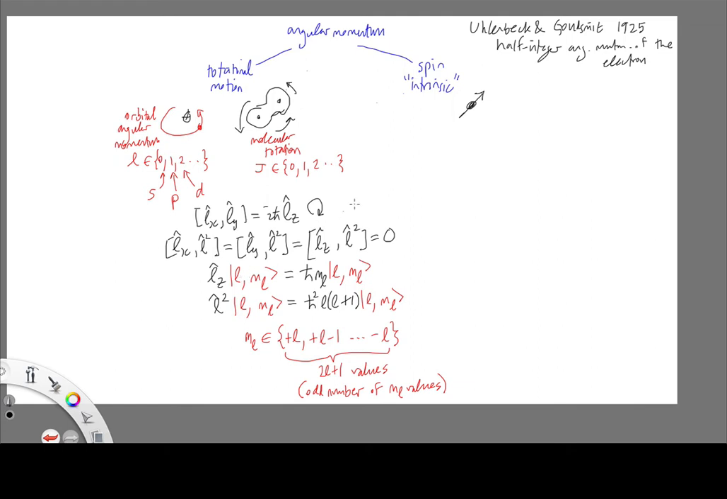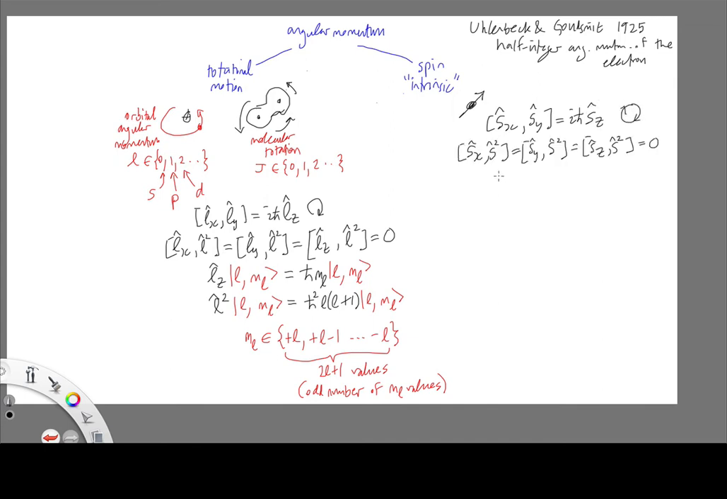Now fortunately the mathematics of spin are identical to the mathematics already developed for ordinary angular momentum. So we have spin operators, which for an electron are usually denoted using small s, and they obey the same commutation relationships as the L operators.